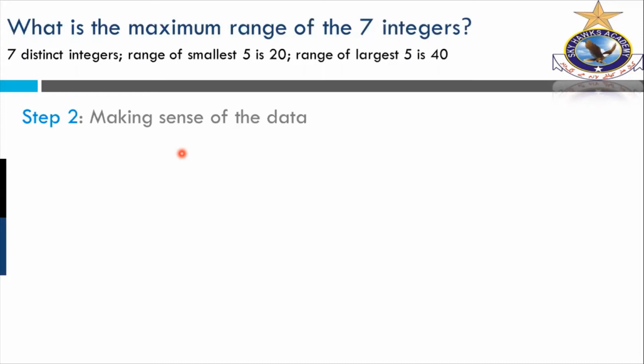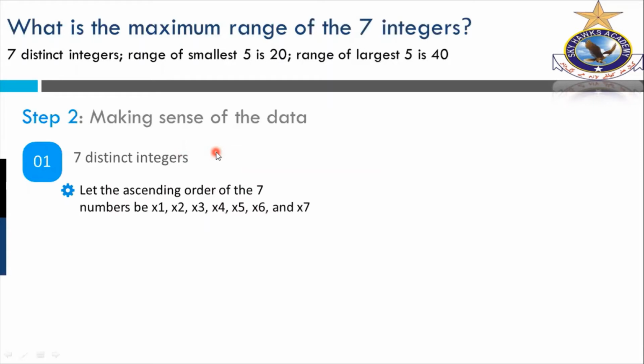Now, step 2 is making sense of the data. It's brainstorming, where we have to convert those 4 points into pure mathematical format. Let's see. We have 7 distinct integers.